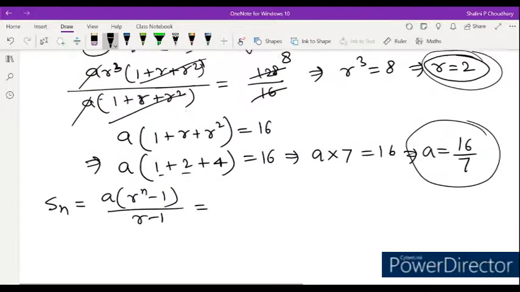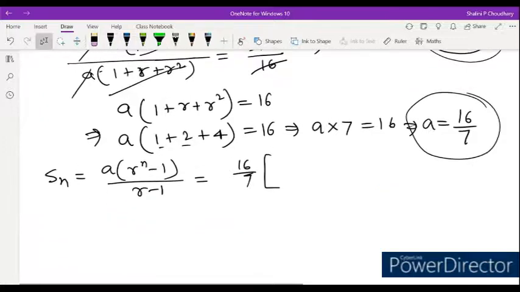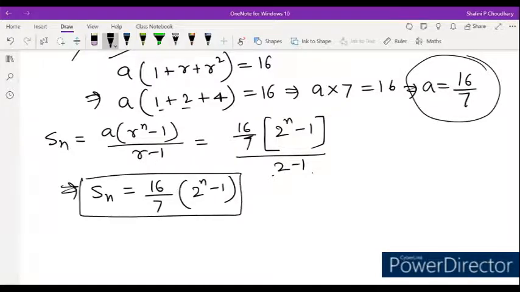So the sum of n terms will be equal to a, whose value is 16/7, and r is equal to 2. So 2 to the power n minus 1 divided by 2 minus 1. So Sn, the sum of n terms, will be, 2 minus 1 is 1, so the sum of n terms will be 16/7 multiplied by 2 to the power n minus 1. Okay, so this will be the value.